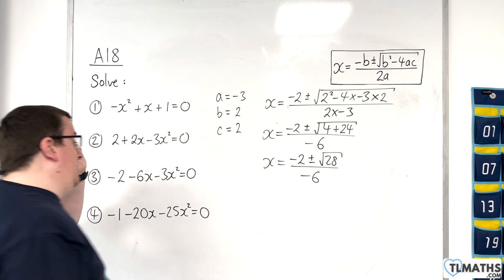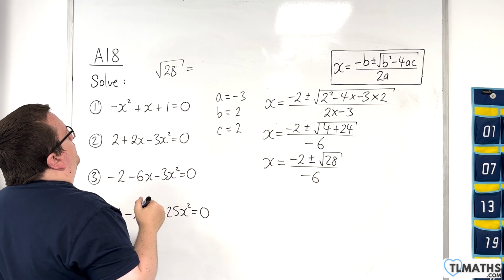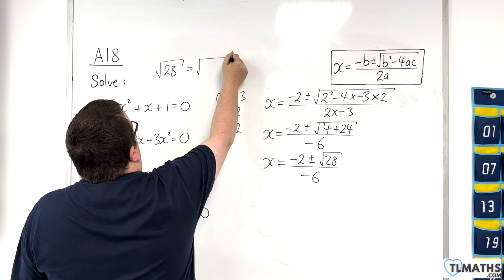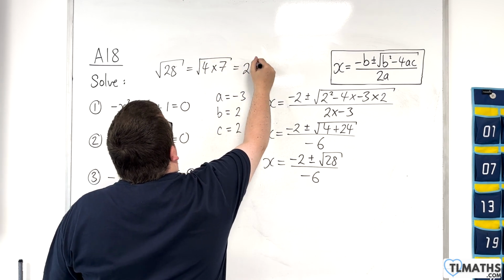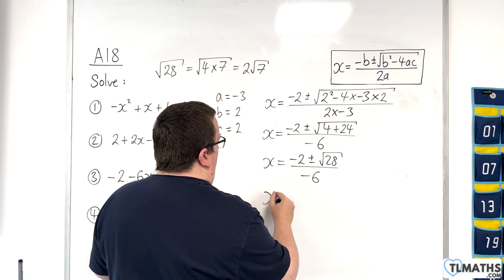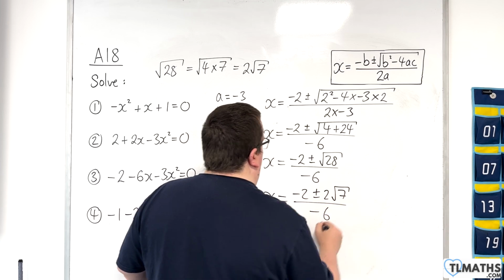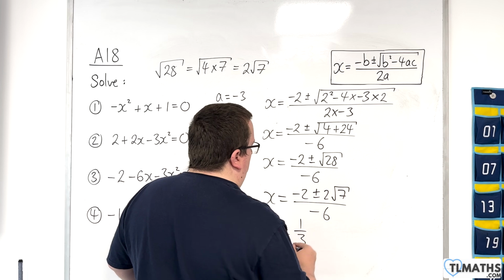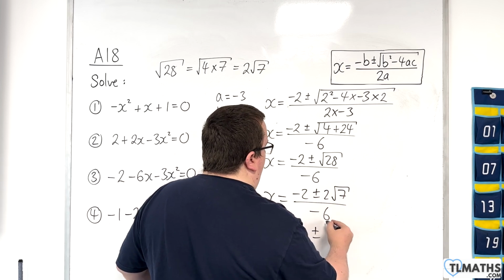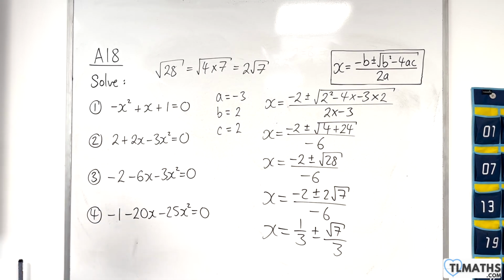Now, can root 28 be simplified? So 4 goes into it. So 28 is 4 times 7. So this is 2 root 7. So x is equal to minus 2 plus or minus 2 root 7 over minus 6. So minus 2 divided by minus 6 is 1/3. Plus or minus 2 over 6 is 1/3, so root 7 over 3. Okay, that's my answer to number 3.